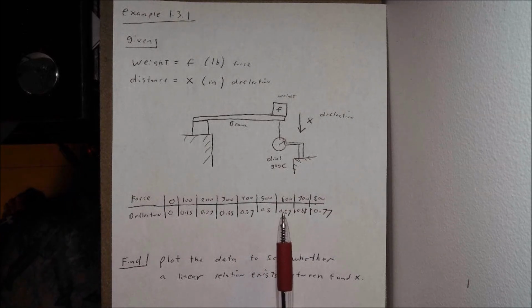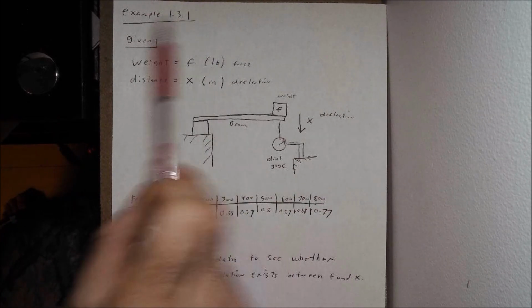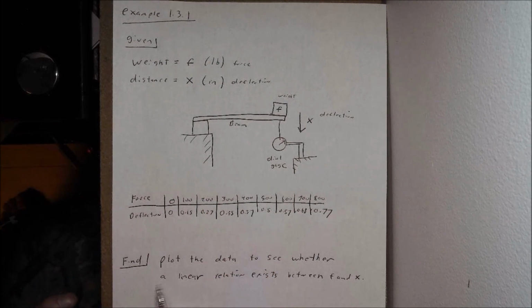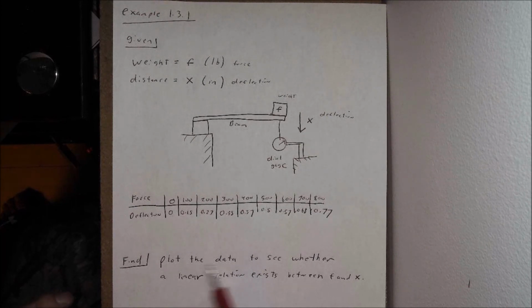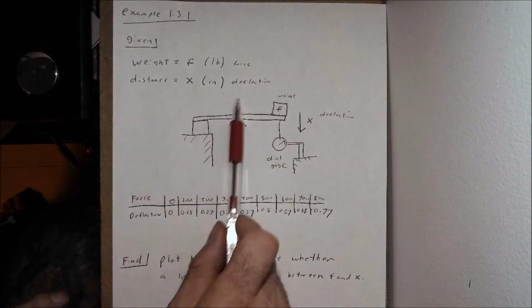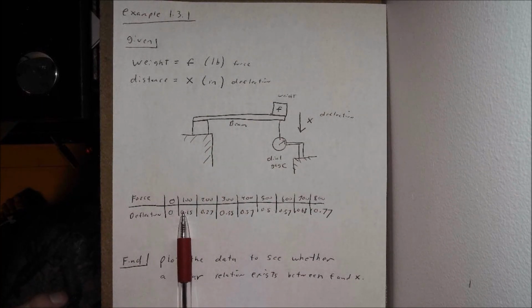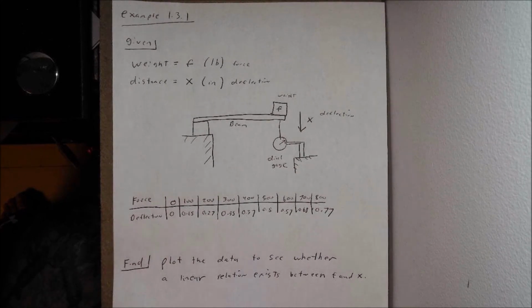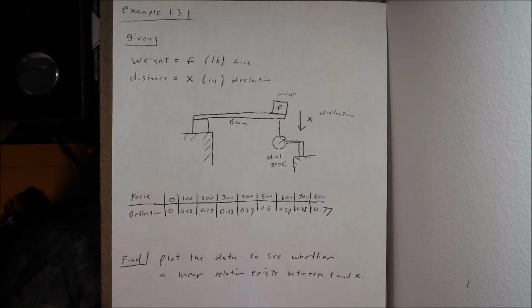I like to keep this all on the first page so I can easily reference back and understand what everything is, know what's given to me, and know what I'm solving for. So that leads us to what are we solving for? In the problem statement, they tell us, plot the data to see whether a linear relation exists between our F and x. So this is my first page: this is what I'm solving for, this is my given information, this is my given data set, and this is my given diagram. So now the next step will be to solve the problem. So we need to come up with a solution.